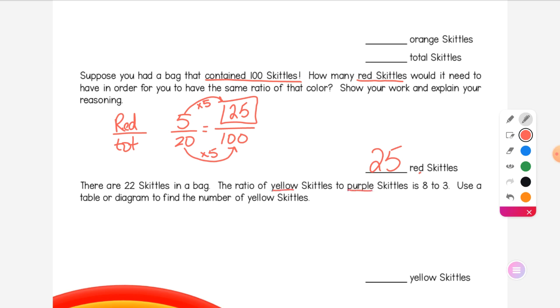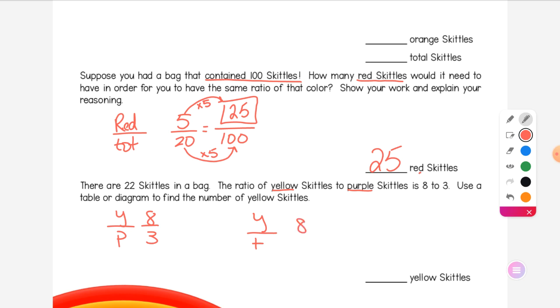Okay, so a lot of people probably started out like this. Yellow to purple is 8 to 3. But then it has to give me a third piece of information, and this one says there are 22 Skittles in a bag, which means it's a total, and it's asking me about yellow Skittles. So I need a yellow to total ratio. How many yellows do I have? 8 out of how many?